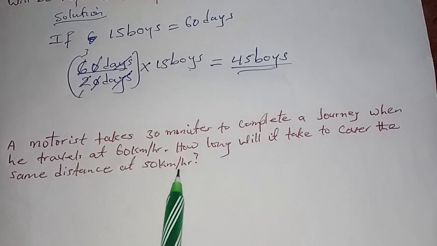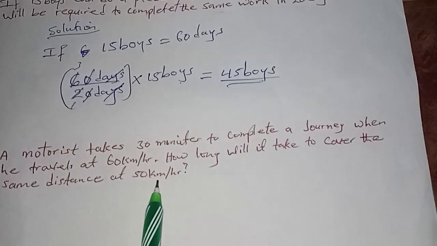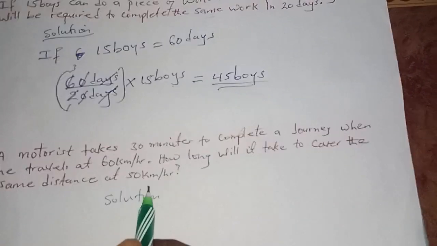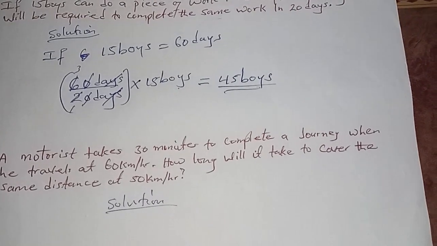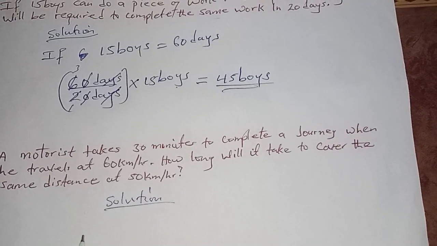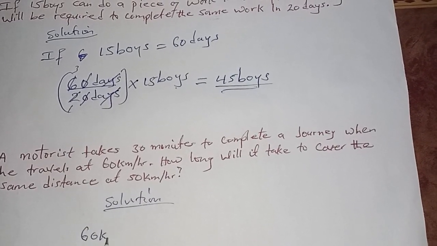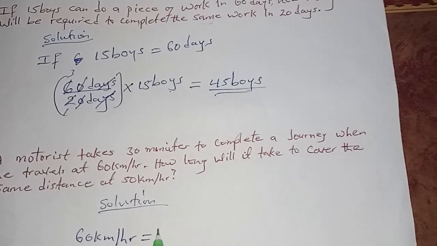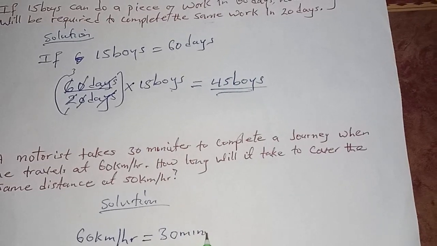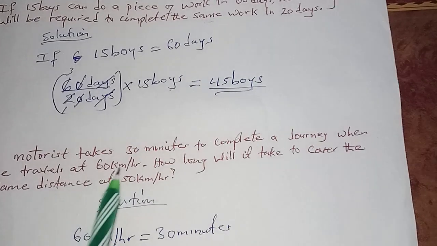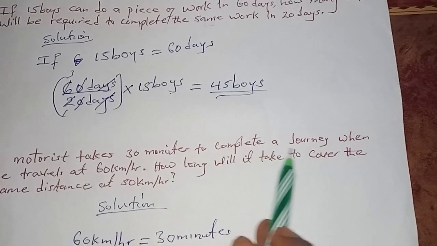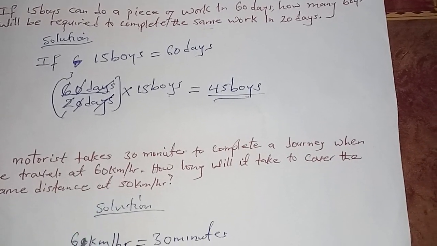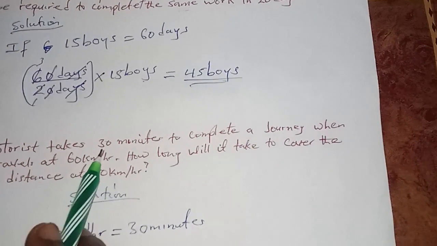So since we identified it is inverse proportion, we use the inverse method, wherein we use the question as the denominator, right? So the solution. We say 60 kilometers per hour will be equal to what? 30 minutes, right? So we say the motorcycle will take 30 minutes to complete a journey when he travels at 60 kilometers per hour. So every 60 kilometers per hour, that is 30 minutes he can take, right?